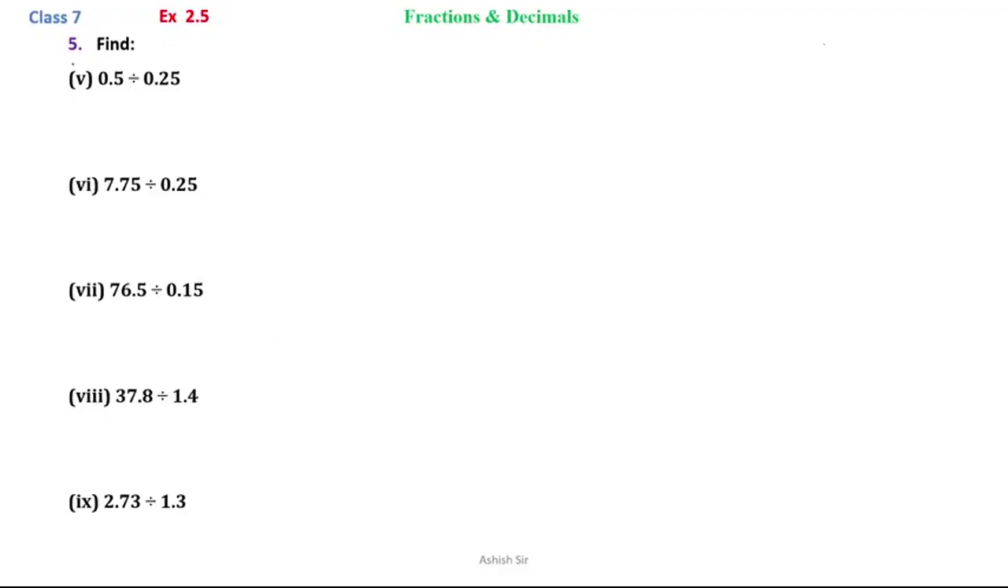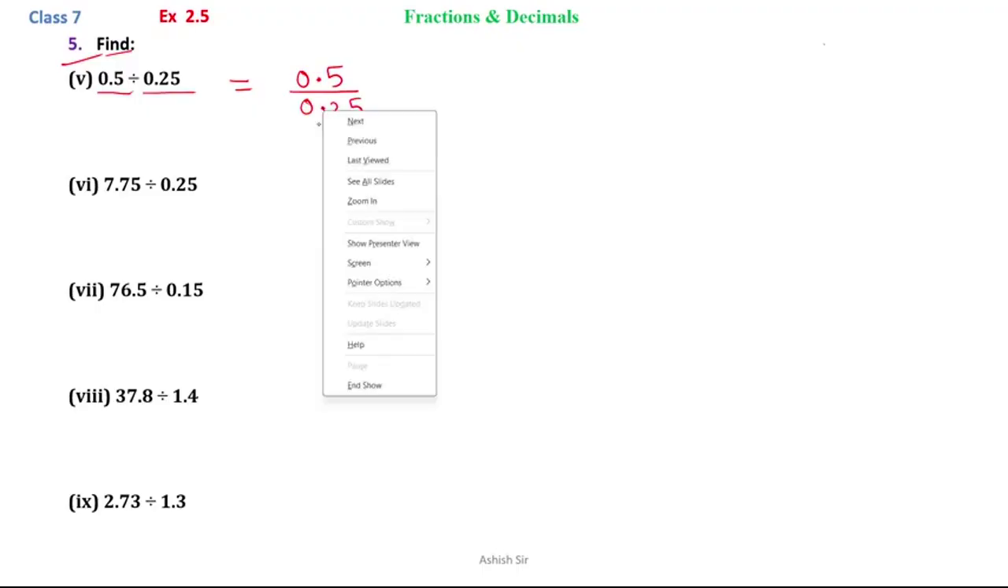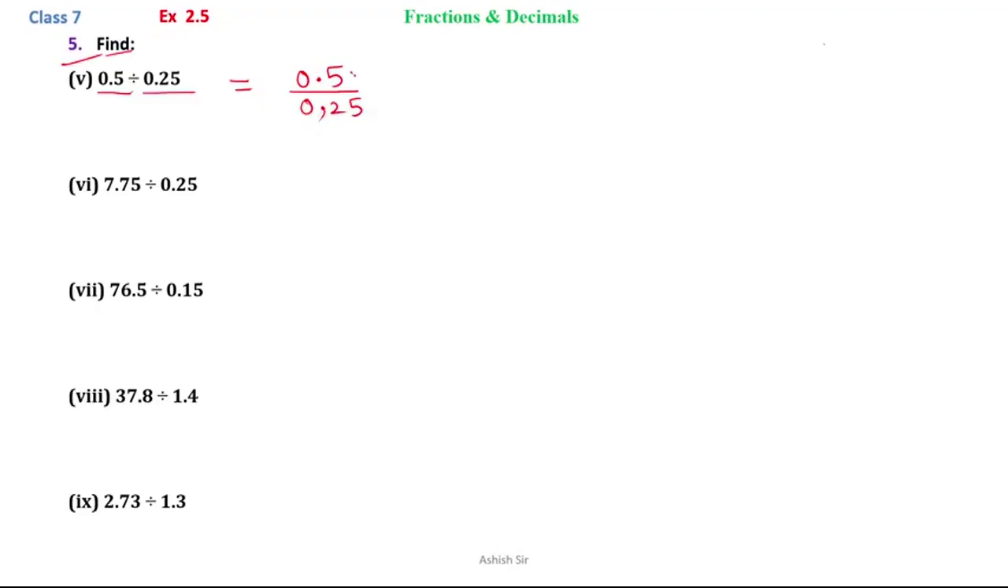Exercise 2.5, question number 5. Find 0.5 divided by 0.25. So here we will divide 0.5 by 0.25. When you remove the decimal point from the denominator, you will place 100 in the numerator because there are two digits. After two digits, the point is there. In the numerator, that point is after one digit. When you remove the point, you will place a 10 here.